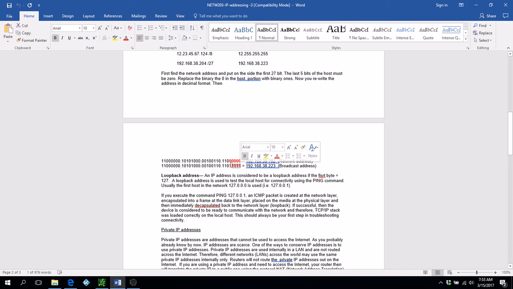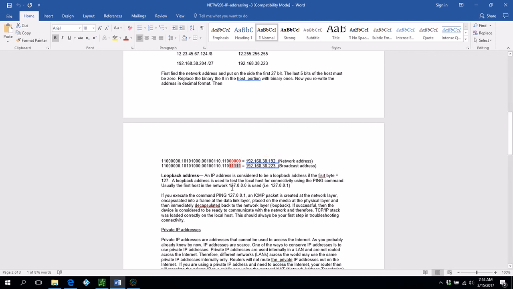Are they all zeros? No, so it's not a network address. Are they all ones? The answer is yes. If they are all ones, then it's a broadcast address. By the way, if they are not all zeros, that means it's not a network. If they're not all ones, that means it's not a broadcast. Then it must be a host, right?